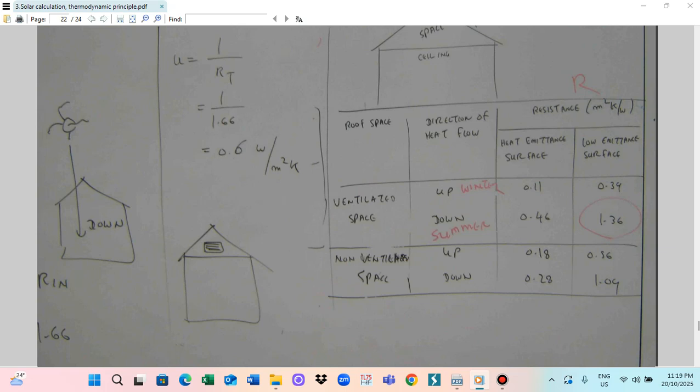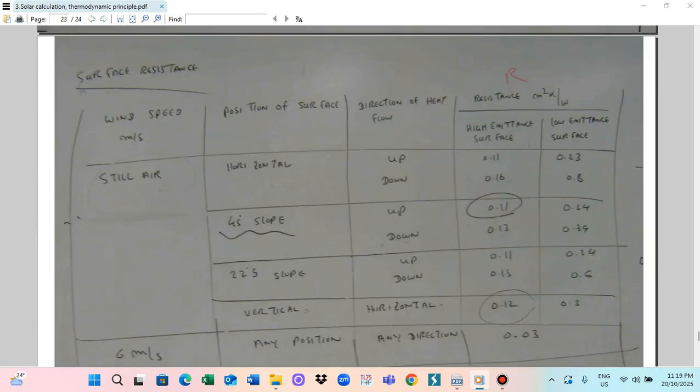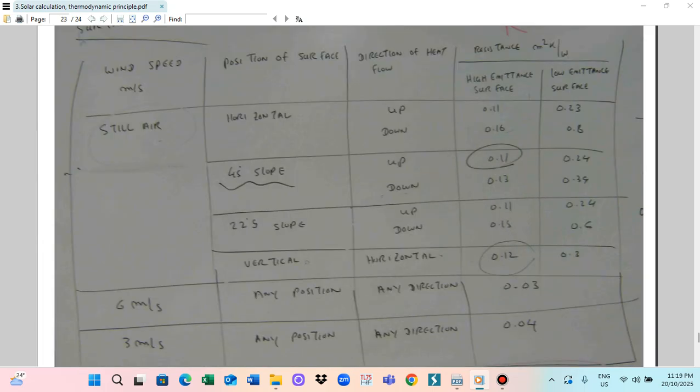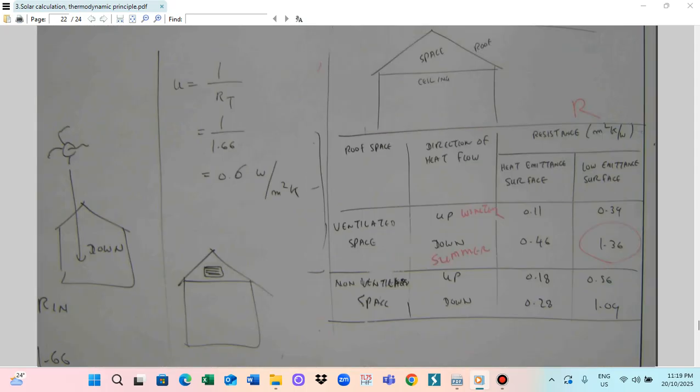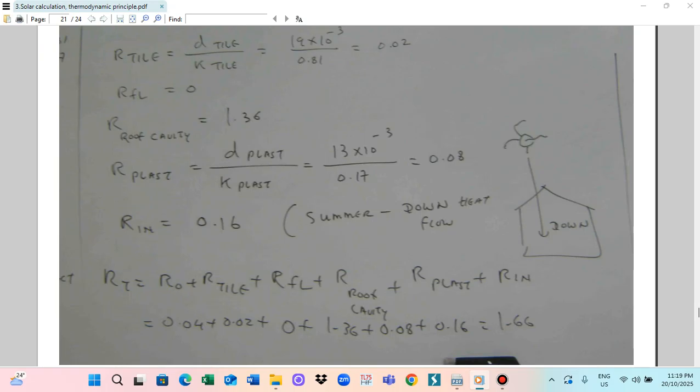Then you can also calculate the R plasterboard. So R plasterboard is T plasterboard divided by K plasterboard. The T plasterboard thickness is 13 millimeter, 13 into 10 power minus 3, and K plasterboard is 0.17. So this one we can calculate, and R plasterboard comes to 0.08.